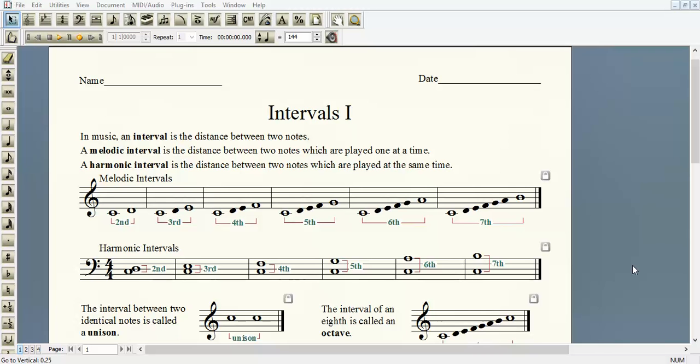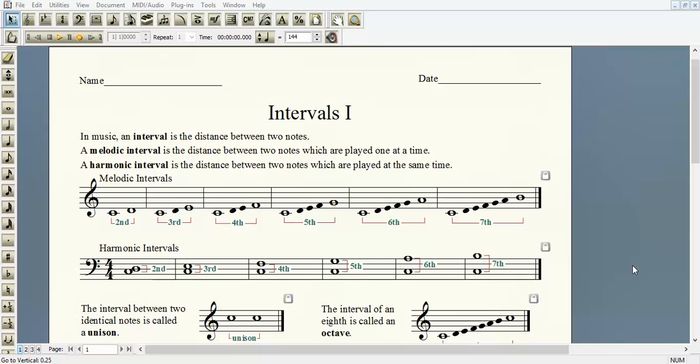So, last two videos in fact, we've been talking about clefs and how to read on the staff pitches, which are up and down, or highs and lows, different measurements of the sound. In this particular video, we're going to talk about intervals, which is the space in between two notes.